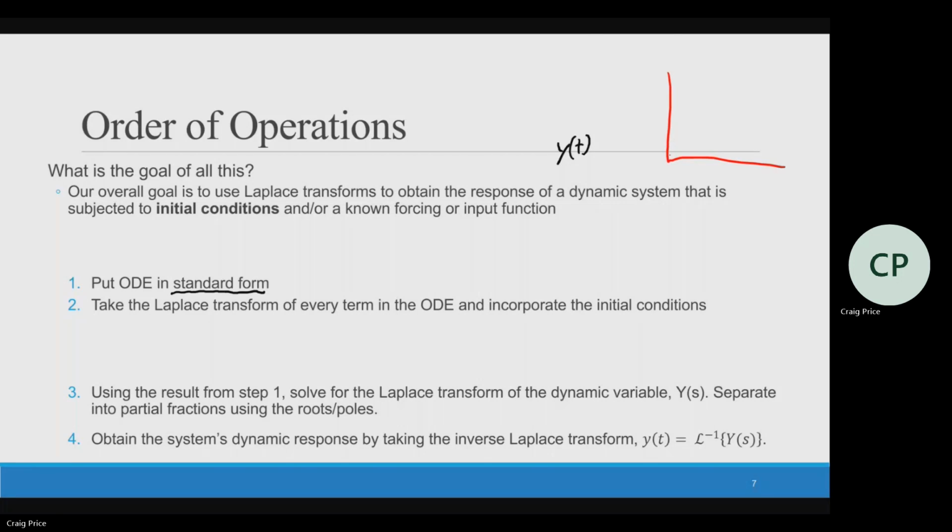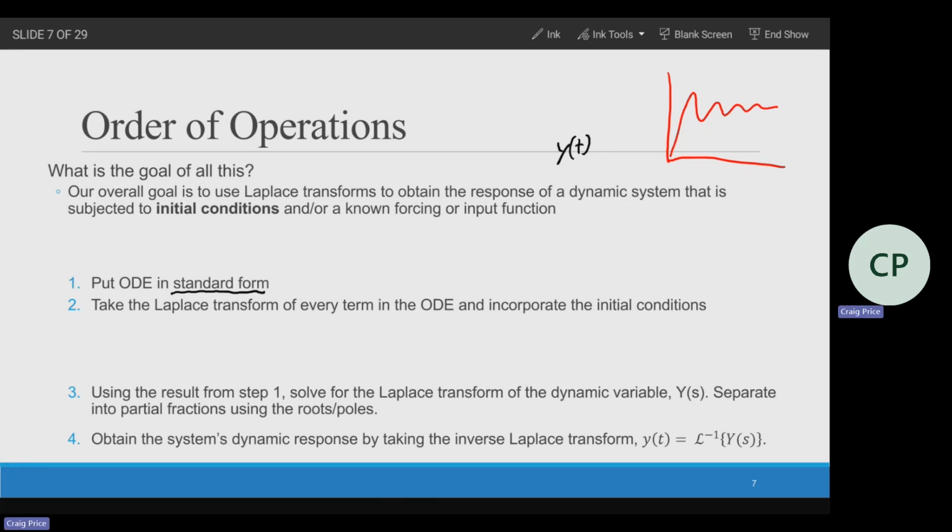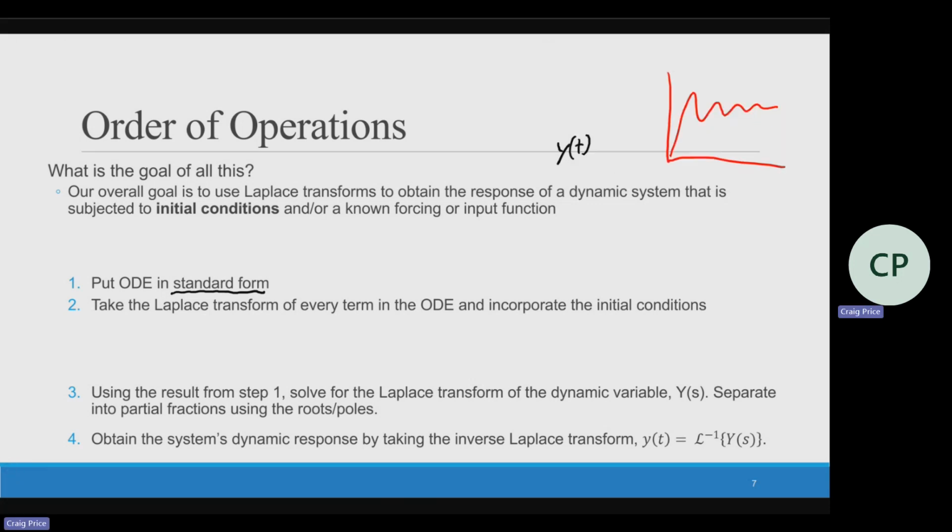And again, that's basically this right here. What is the actual equation for that output response? I can use the transfer function for that if there are no initial conditions. But if I do have any initial conditions, like a starting position or starting velocity, this is where we need to use the formal Laplace transform to get all those terms out.